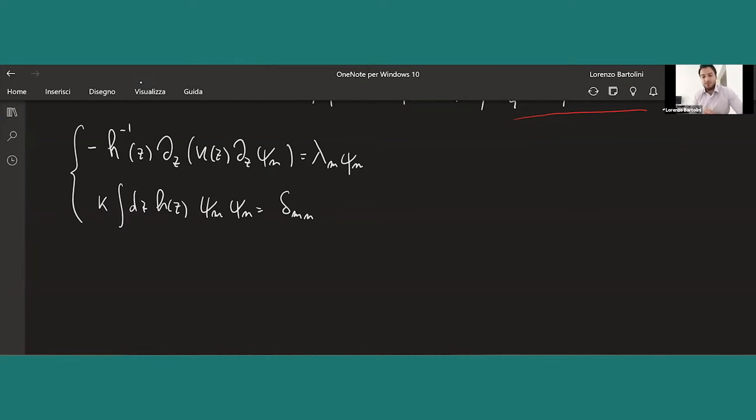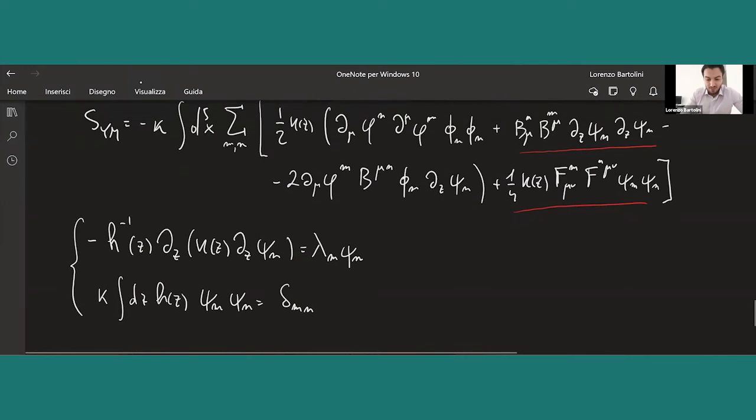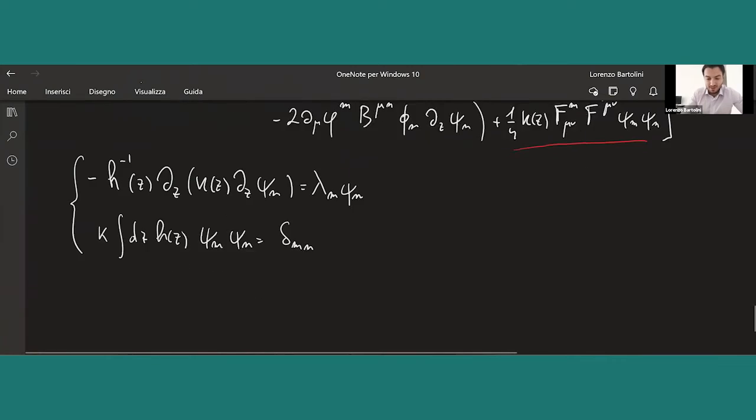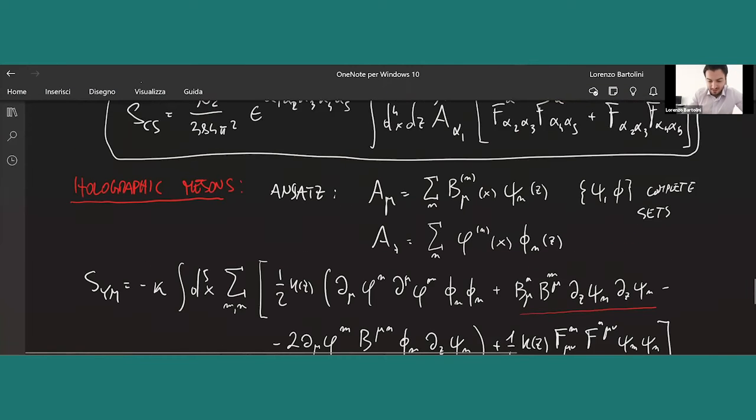So they are orthonormal with respect to this kind of product, you can say. Okay, we are free to choose these things, and we can take a look at these two terms here and see what happens. So the Yang-Mills part.